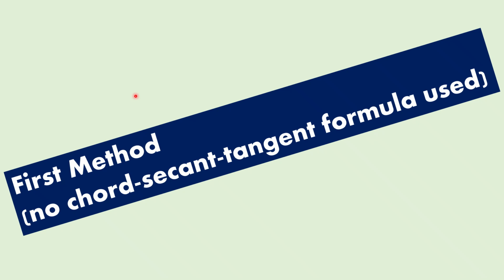This is the first method, where we will not be using any chord, secant, or chord tangent formula. So without using any chord, secant, tangent formula, this is the first method to find the radius of the circle.